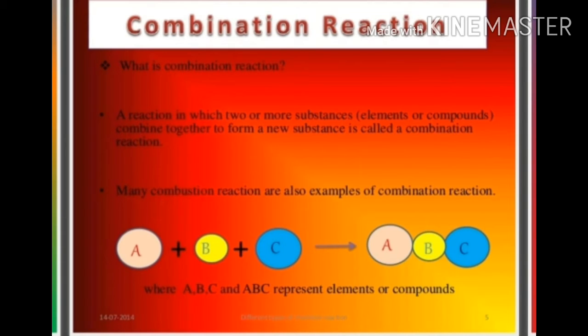Combination. Okay, so what is a combination reaction? The reaction in which two or more elements or compounds combine together and form a single product. Here you can identify the product is single. Two or more reactants react and produce only one product. Such a reaction is called a combination reaction. All the types of combustion reactions are examples of this combination reaction. You can see from the picture, A plus B plus C combine to produce ABC.